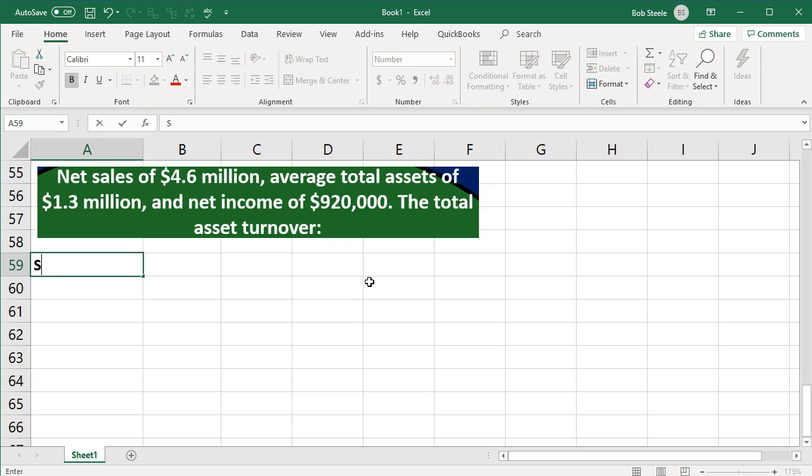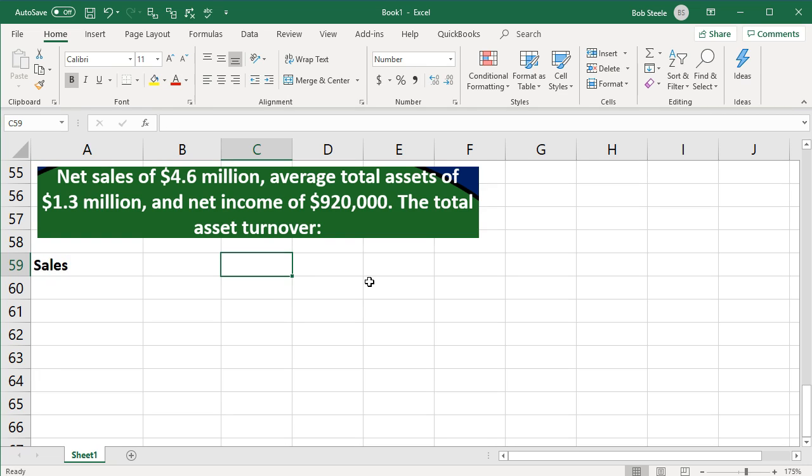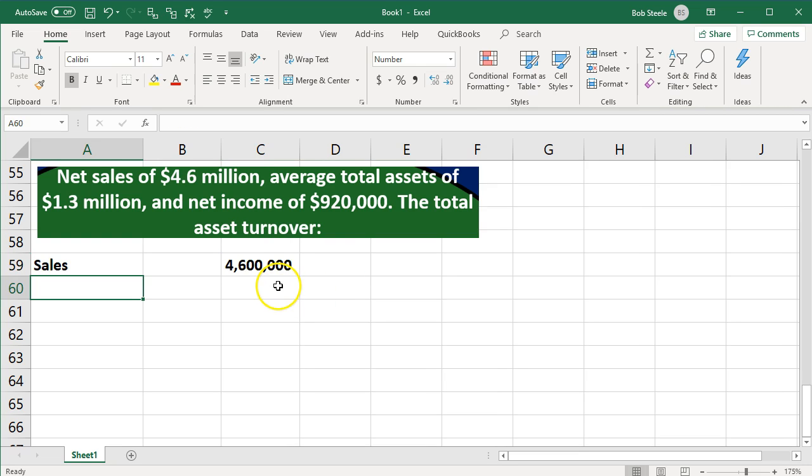So we're going to say, all right, here's the sales top line, 4.6 million. That could be confusing to some. How do I format 4.6 million? What that means is 4,600,000. Remember, a million has 6 zeros, and if we have 4.6, it's going to be 4 with 6 zeros, but now there's a 6 instead of a 0 there. So that's 4.6. That could be confusing if we're not used to big numbers. And then the average total assets of 1.3 million.